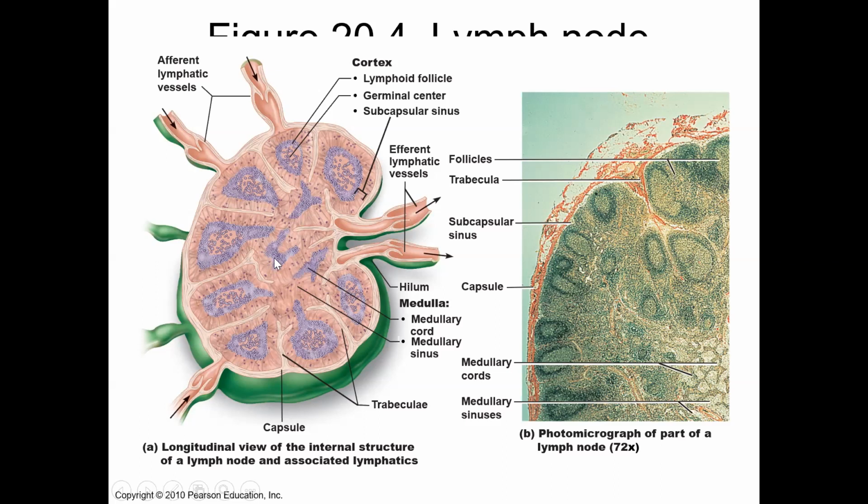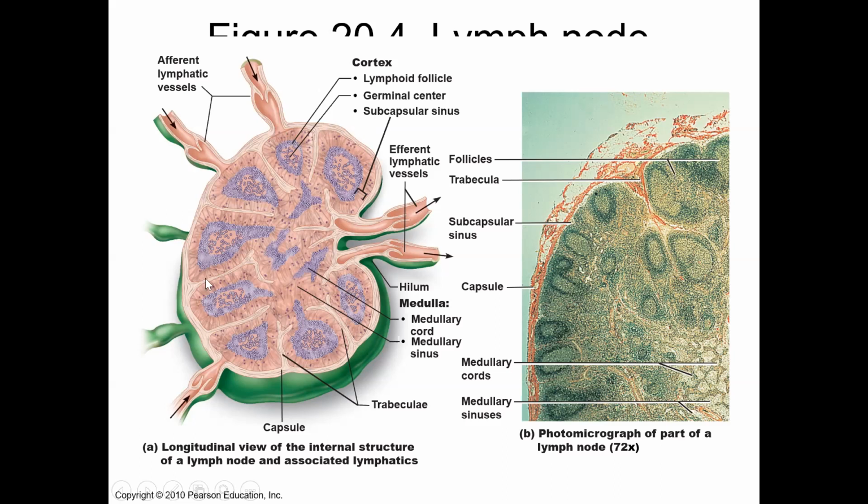So we can divide this structure into cortex and the medulla. Cortex is outside, and you can only find lymphoid follicles in the cortex, not in the medulla. Please read the textbook on page 772 for lymph node structure.